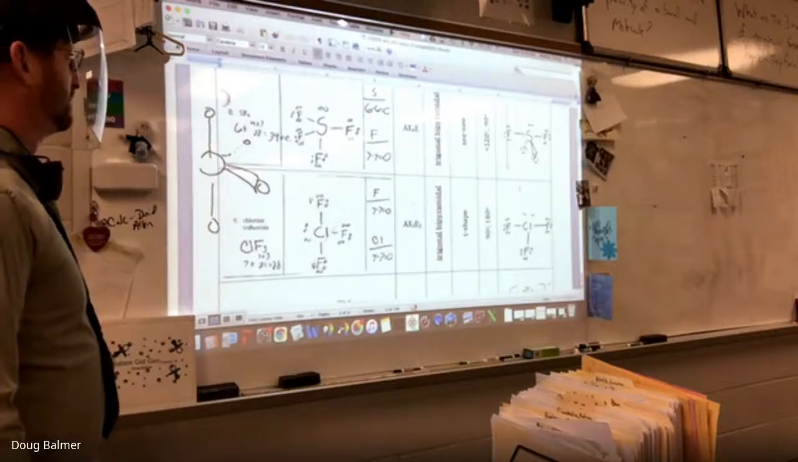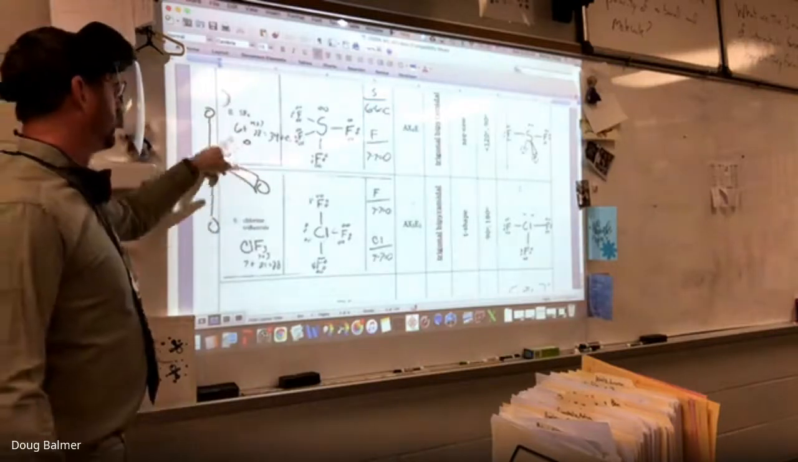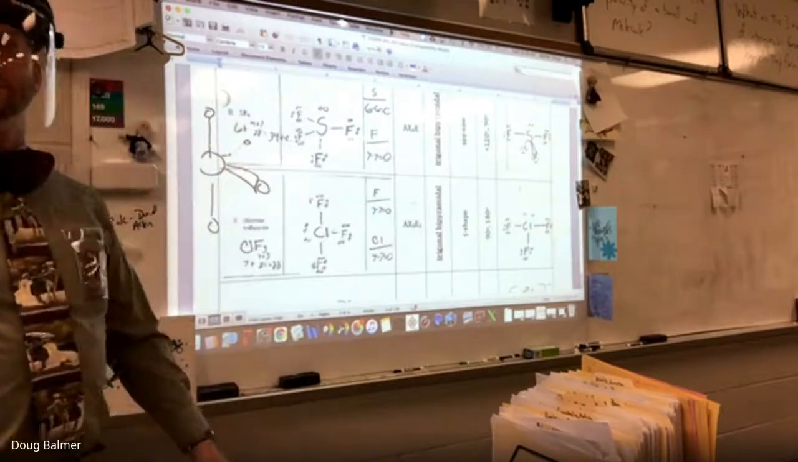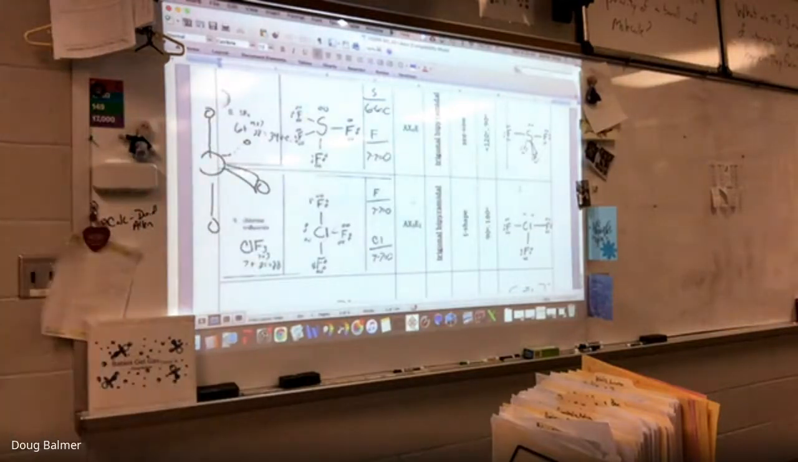So we got the seesaw. The perfect angle would be 120 and 90. So the angles might be a little bit less than 120, a little bit less than 90.